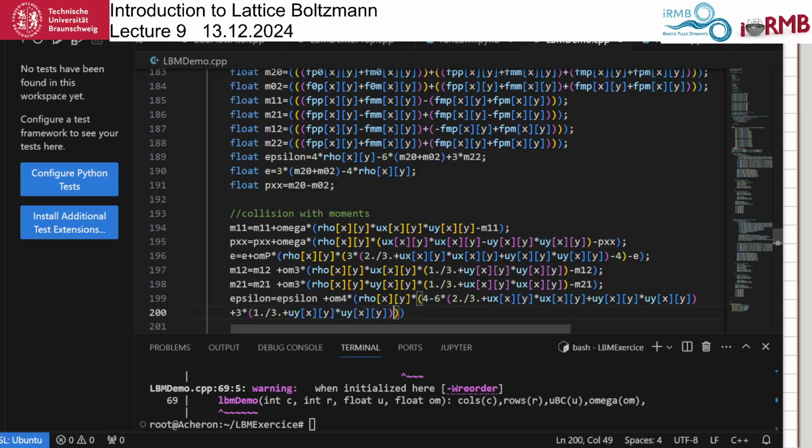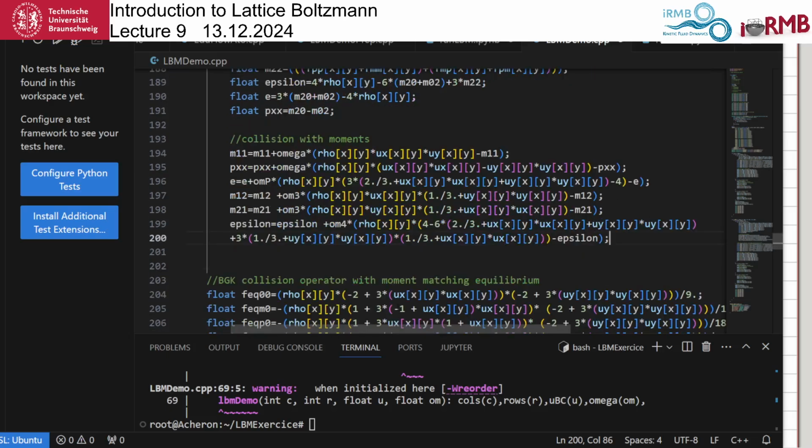So I'll take the liberty of taking this here and multiplying this with this here, hoping that they have been correct before. Okay? So now from this I subtract epsilon, and then I'm done with my collision. Great, without using Mathematica. Okay, hopefully, though we don't know whether it's correct.